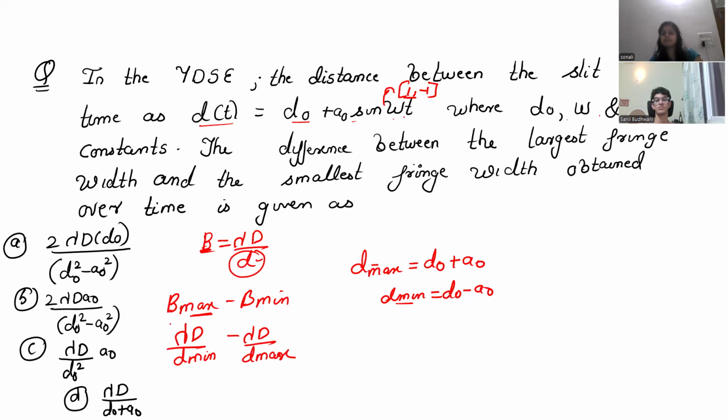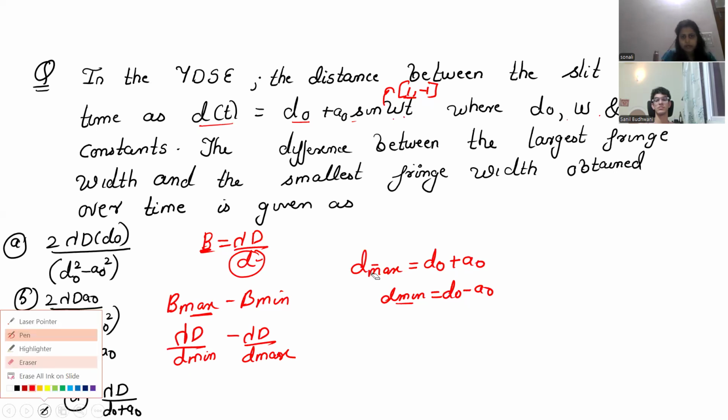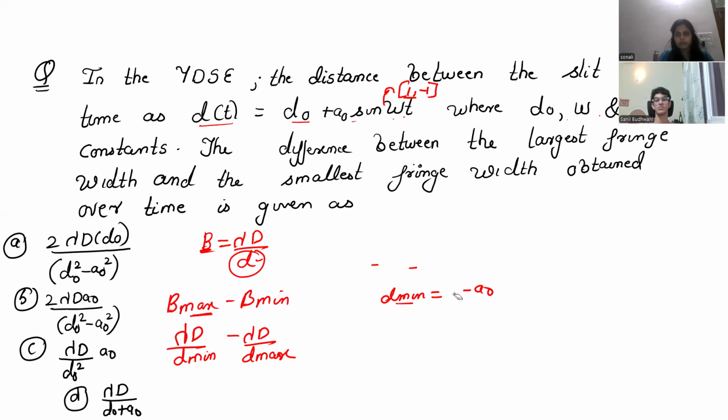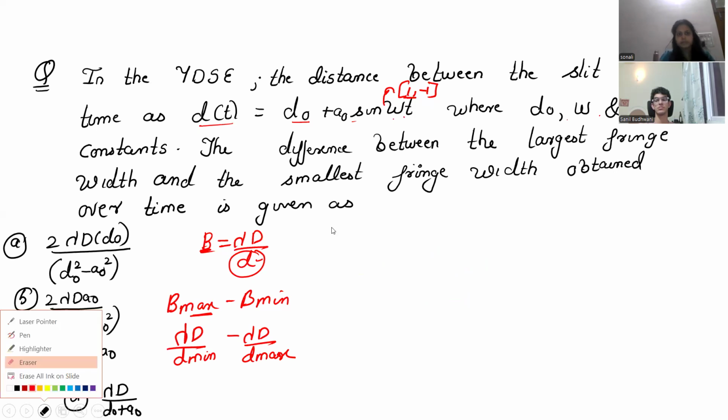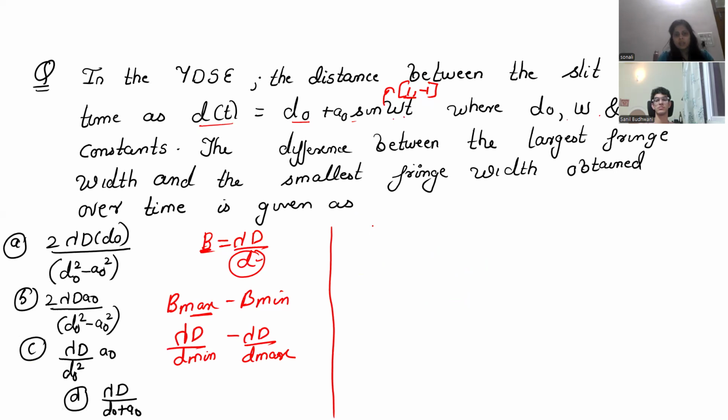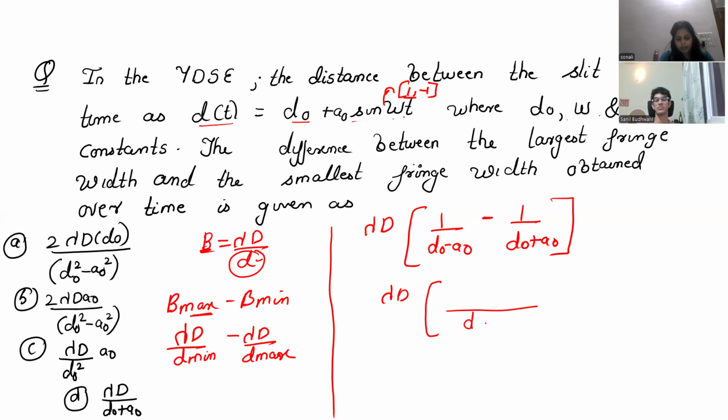So it is λD upon d minimum minus λD upon d maximum. Any doubt? No. Now see. This is λD times (1 over d₀ - a₀ minus 1 over d₀ + a₀), where d minimum was d₀ - a₀ and d maximum was d₀ + a₀. So λD, and the LCM will be (d₀ - a₀)(d₀ + a₀).